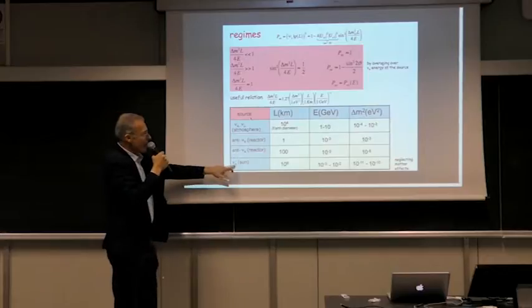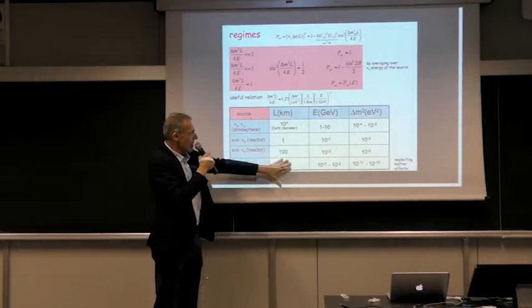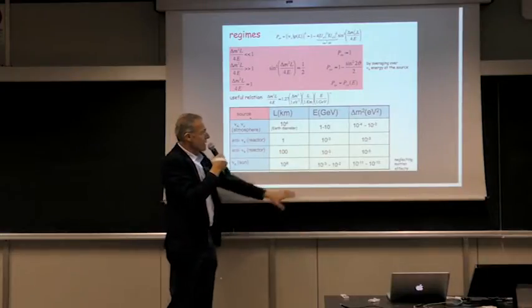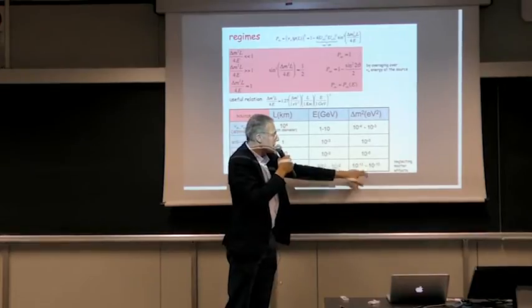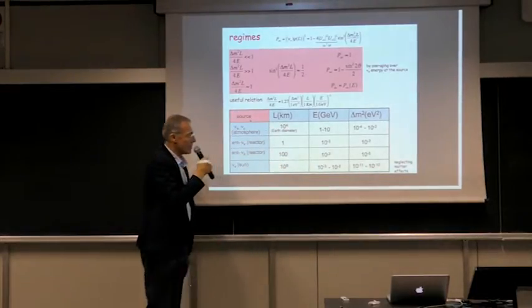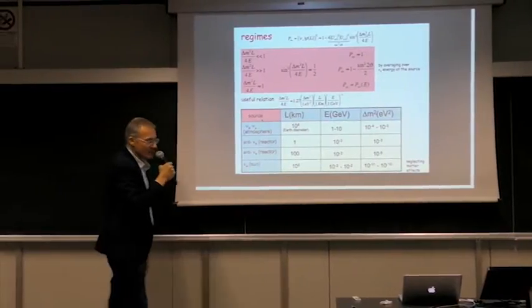In the case of the sun, if you neglect matter effects, you have a much longer baseline, and so you are sensitive to much smaller delta m square scales, possibly down to 10 to the minus 10, 10 to the minus 11 electron volt square.